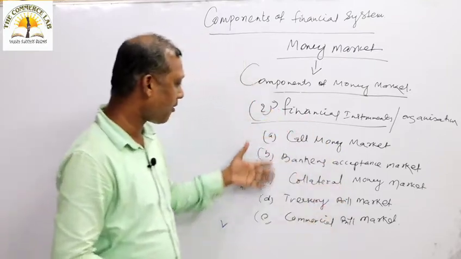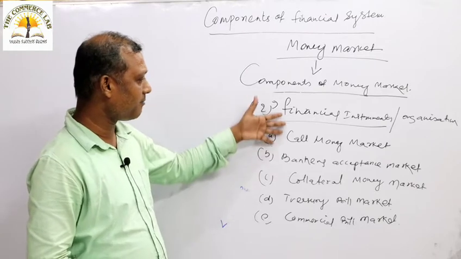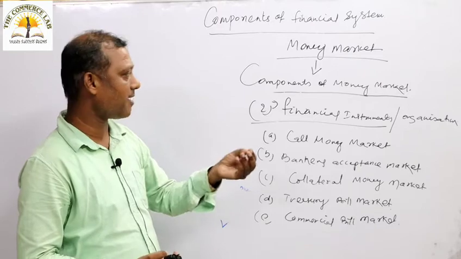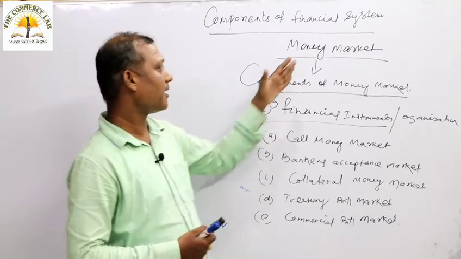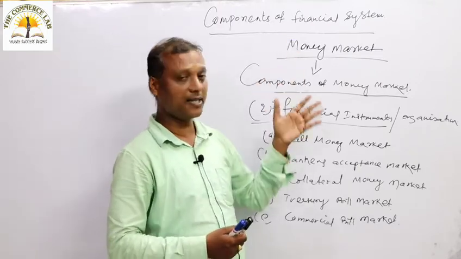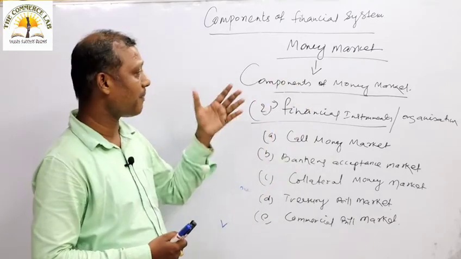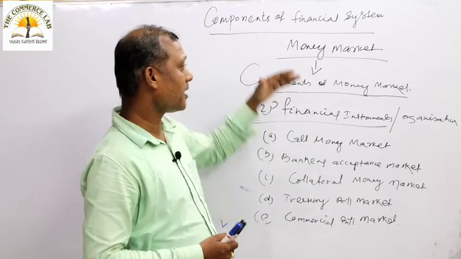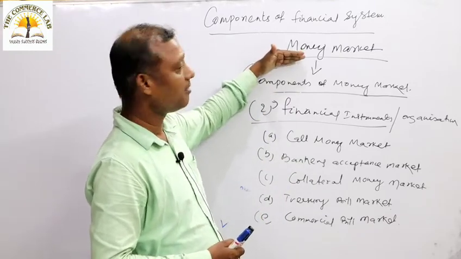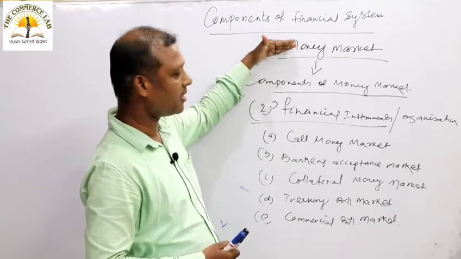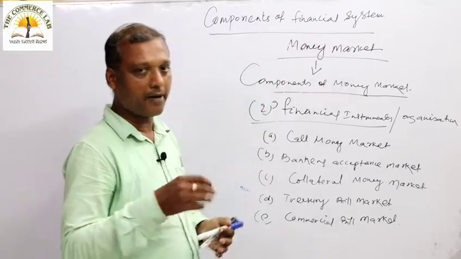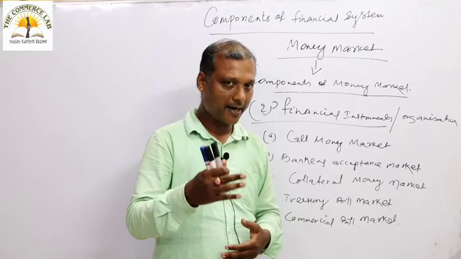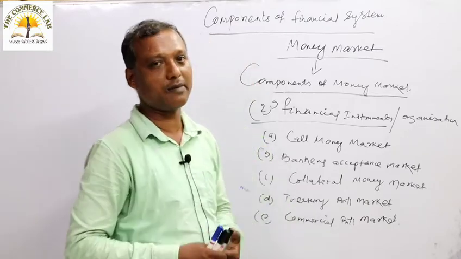That is why we have now clearly classified the instruments of money market under the following 5 heads. So just let me revise the topics once again. We can classify the components of financial system under 3 heads. I told you, one is your financial market, financial instrument, and financial intermediaries. So we are discussing about the financial market. Financial market is divided into 2 parts. One is your money market, one is your capital market. Money market is a market where short-term transactions are being carried out. Capital market is a market where long-term transactions are being carried out.